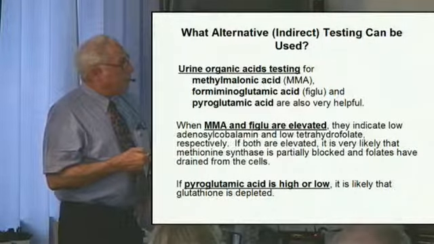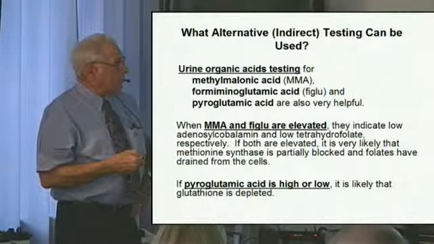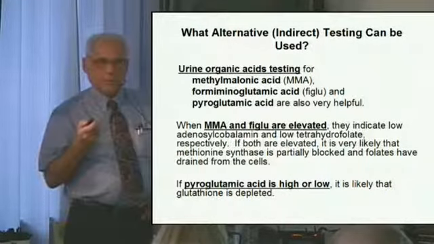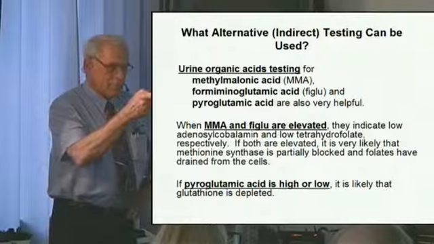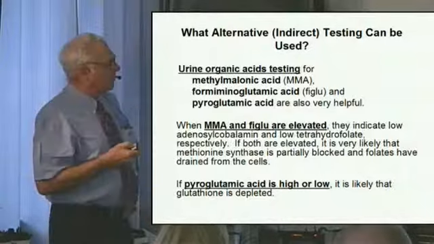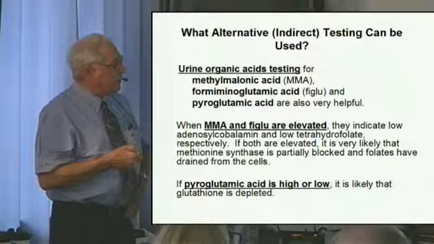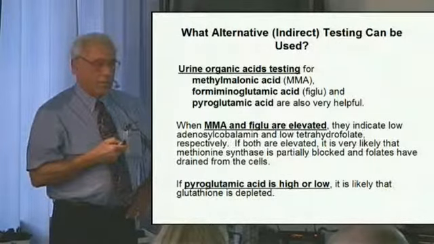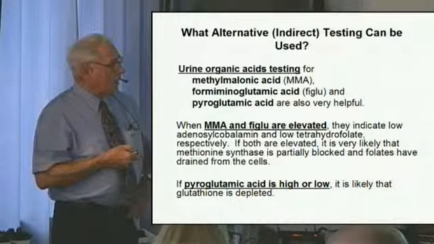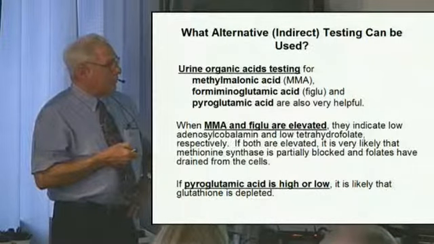Now, is there other, indirect testing that you can use? Yes, you can do urine organic acids testing. For example, Genova Diagnostics Lab offers that, and ScanLab here is very happy to have your business on that too. They represent Genova Diagnostics. On that panel there are lots of things, but these three are particularly important: methylmalonic acid, FIGLU, and pyroglutamic acid. When MMA and FIGLU are both elevated, that's pretty good.